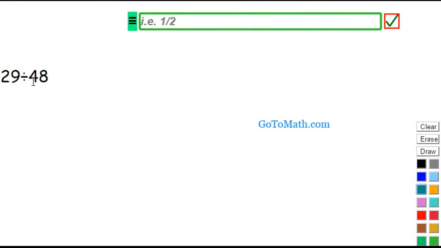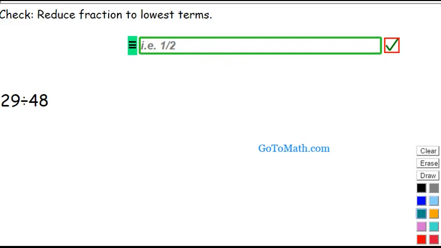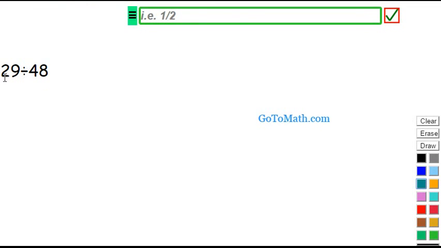So we have 29 and the division symbol here 48. And it asks for us to reduce fractions. Right up here it says reduce fractions to lowest terms. Now 29 is a prime number, so this is not going to break down. However, we need to rewrite it actually. So this can actually be written as 29 over 48.